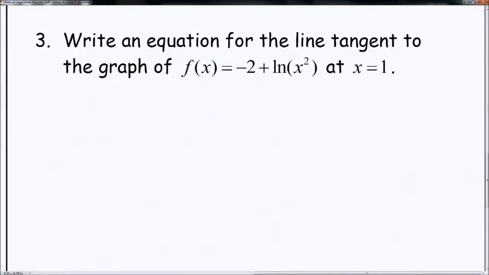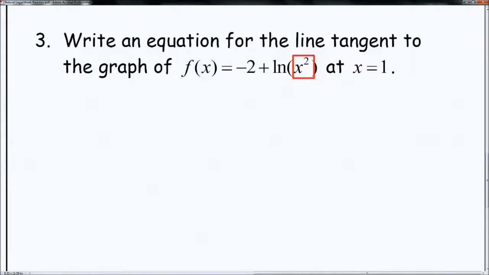So this is equal to negative 2 over 5. Number 3, write an equation for the line tangent to the graph of f of x is equal to negative 2 plus ln of x squared at x equals 1. And again, I have an ln, so I'm going to put a little box around my x squared.